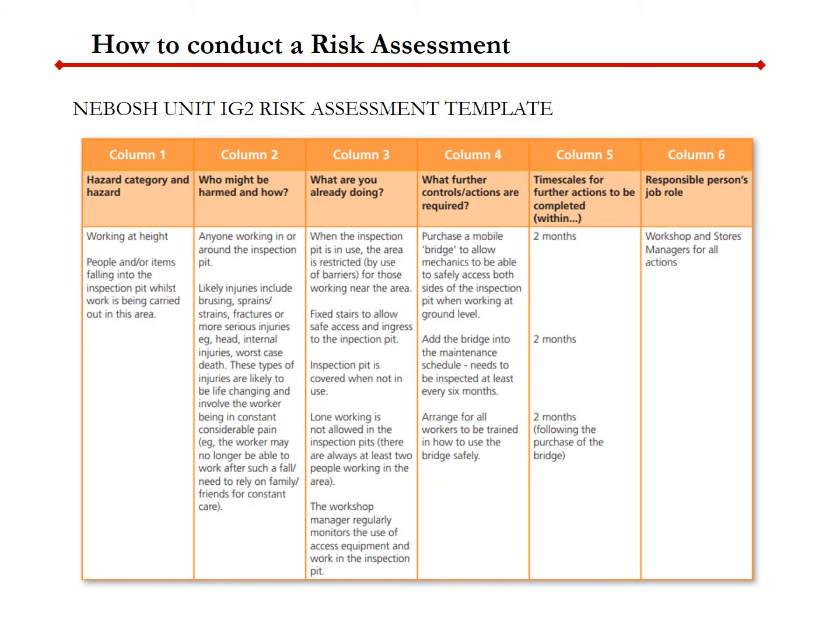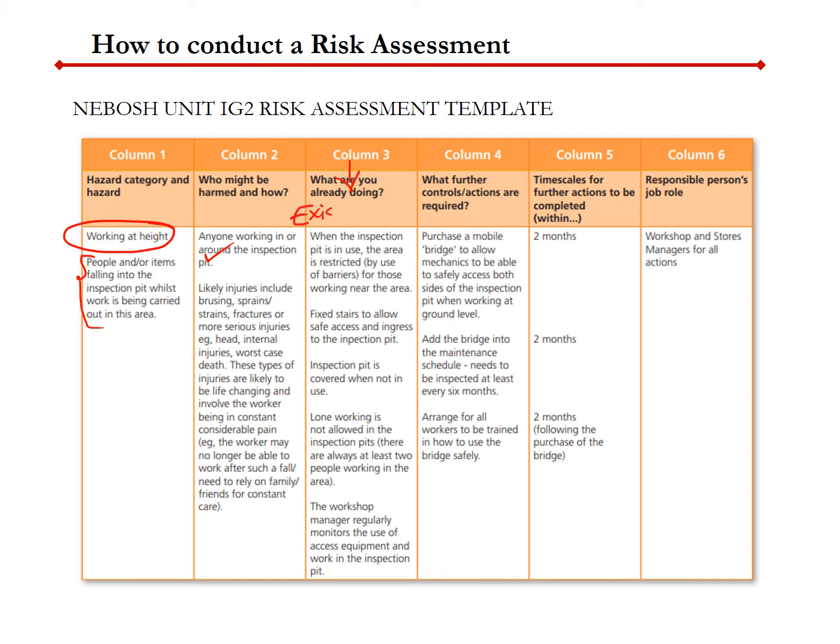Also here you can see the templates for risk assessments provided by the NEBOSH, where you have hazard category and hazards. Here we have one hazard category, which is working at height, and the hazard is described here as people or items falling. Who might be harmed by the hazard is mentioned here. What are you already doing? This is what we call the existing controls.